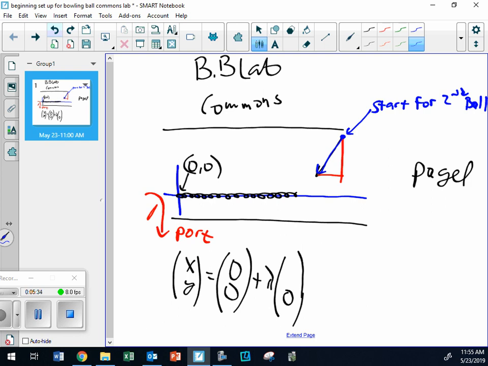All right, so then what do you need to know about the second ball? You need to know the speed of the second ball. Very good. And they are different speeds. That'd be a little too easy if they were the same exact speed. So then what speed is it?